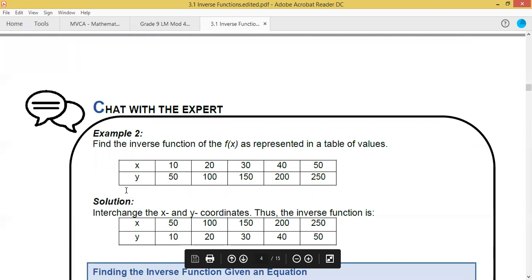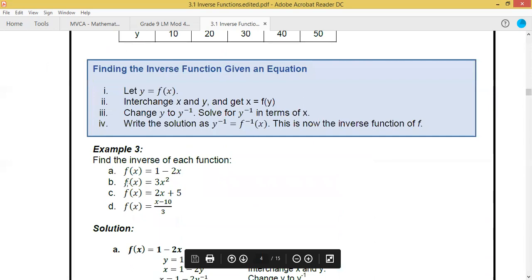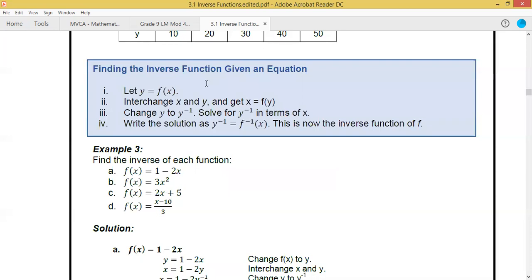And the next part is how to find the inverse of each function. To find the inverse function given an equation, here are some steps. First, change f of x into y. Second, you need to interchange x and y. Then, after interchanging, you change the notation y to the negative 1. Then solve for y to the negative 1 in terms of x.